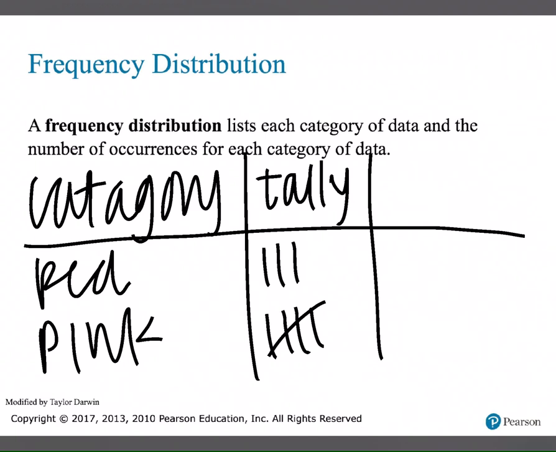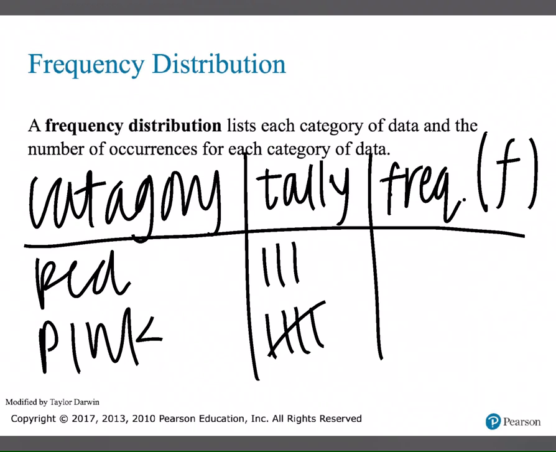And then the last column is where the frequency goes. I'm going to abbreviate that with FREQ, but really, frequency is abbreviated with a little fancy F. That means frequency, and the frequency is that numerical value. So I'd put 3 for red and 5 for pink. That's just an example. We'll look at a more specific one in a second.